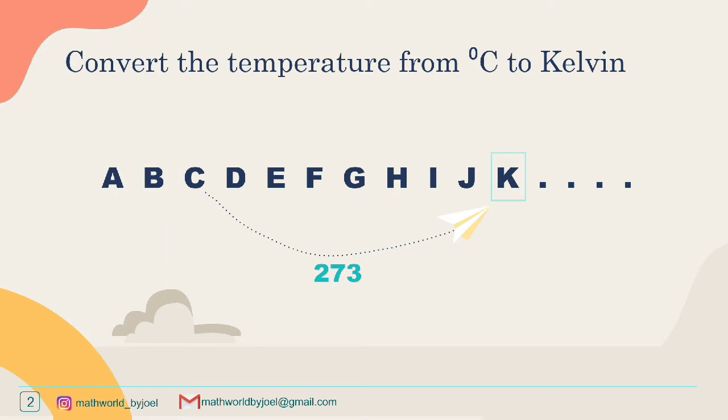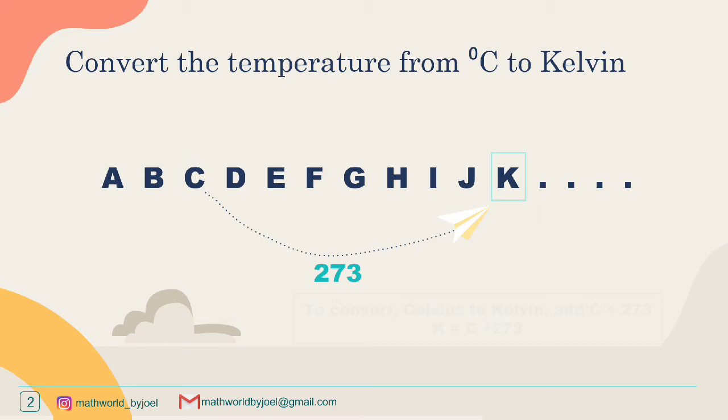That is what I want to put across to you, because most of the time students get confused. At some point they will add, suddenly they will minus, and they make a big blunder. So for you to remember, from C, when you're moving to K, all I have to do is add plus 273 because you're going in the direction of the letters.